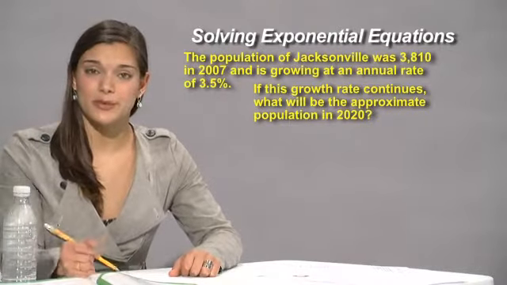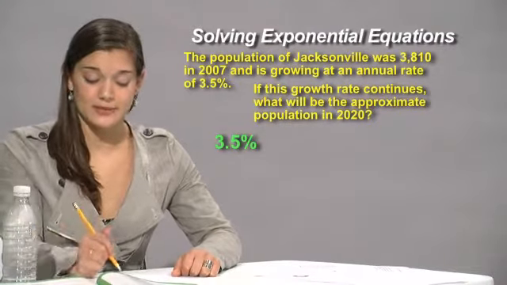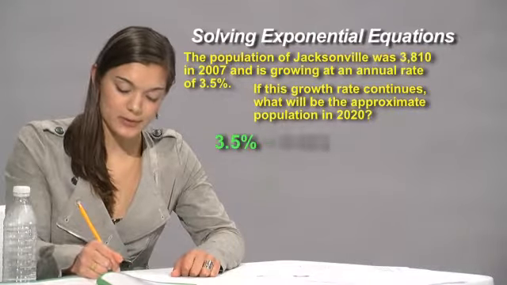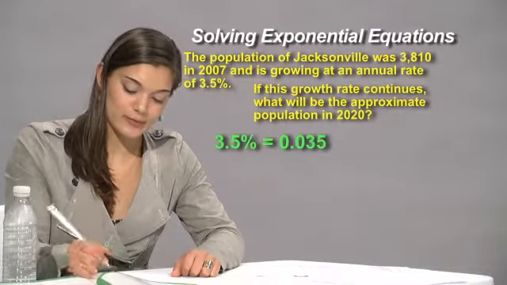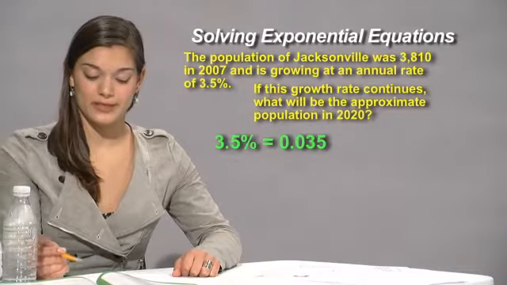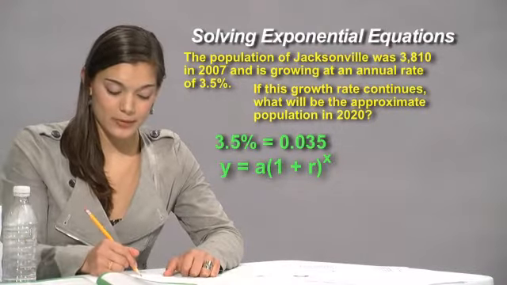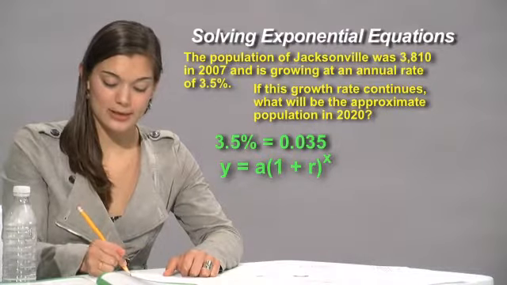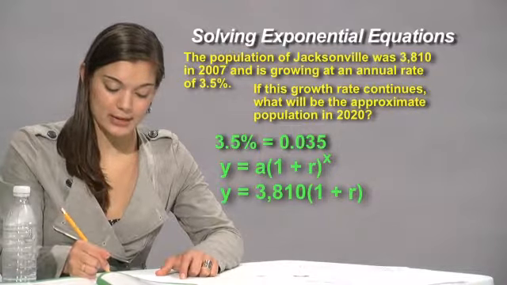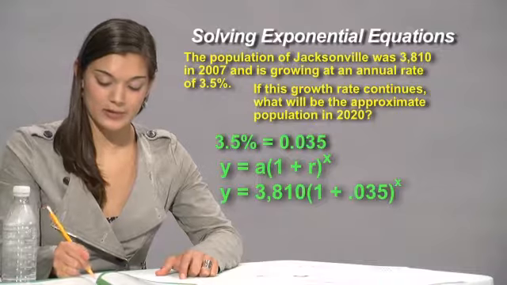The first thing we need to remember is to convert that percentage into a decimal. All we have to do is move the decimal place over 2 spots. So 3.5% equals 0.035. That's going to be our r in our equation. Since we know that we're dealing with growth, we can simply plug in our values to the growth equation. y equals a times 1 plus r to the x. So y equals 3,810 times 1 plus 0.035 to the x.